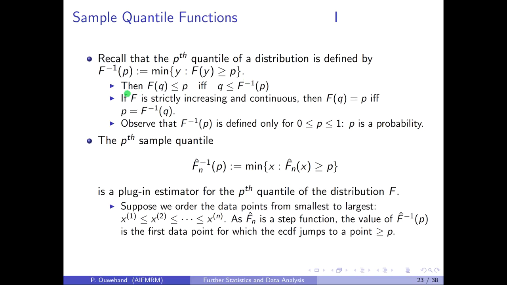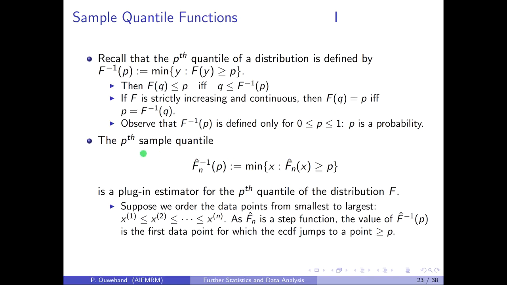We then showed that F of q is greater than or equal to p if and only if q is greater than or equal to F inverse of p. If F is strictly increasing and continuous, then F of q is equal to p if and only if q is equal to F inverse of p. Now observe that F inverse of p is only defined for p between 0 and 1 because p is a probability. As you can see over here, p is a value that the distribution function can take, and the distribution function takes values between 0 and 1 only.